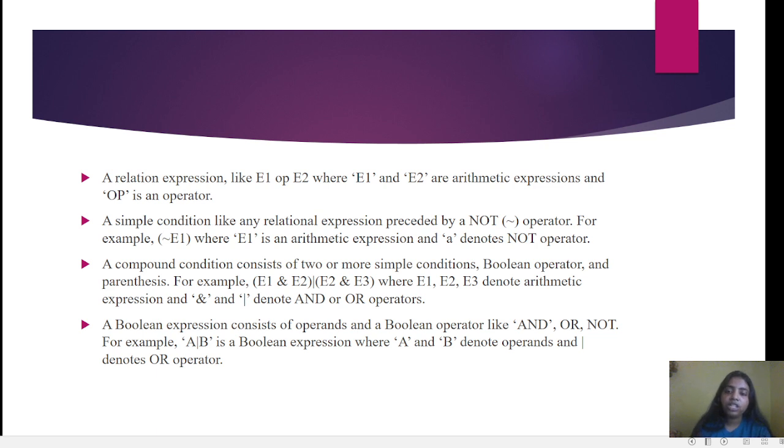A compound condition consists of two or more simple conditions, Boolean operators, and parentheses. Example: E1 and E2, E2 and E3, where E1, E2, E3 denote the arithmetic expressions and the symbols and, or are operators. A Boolean expression consists of operands and a Boolean operator like and, or, not. For example, A and B are denoted as operands and the symbol we used as operator is or.